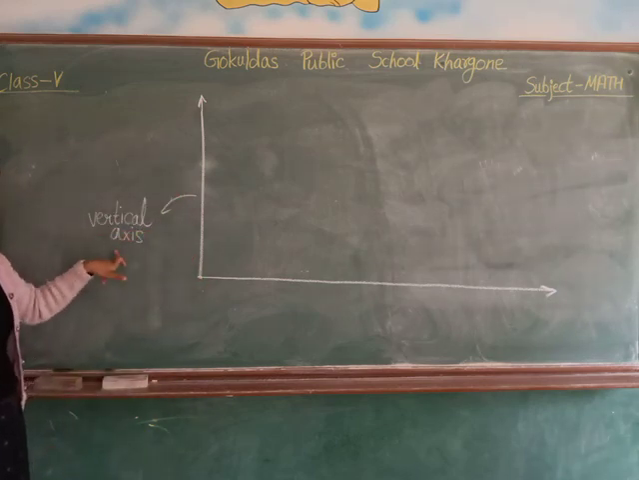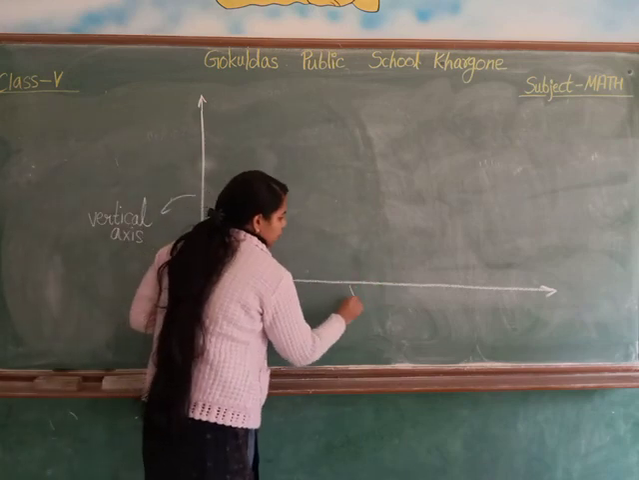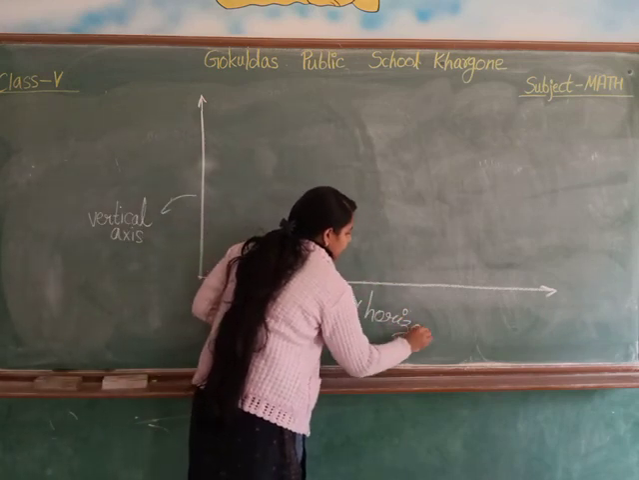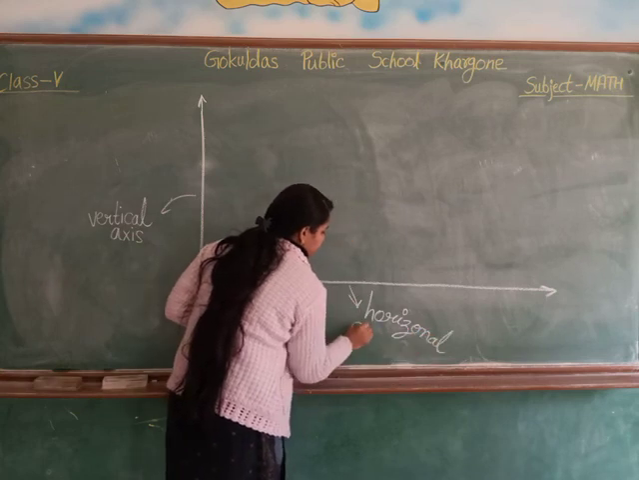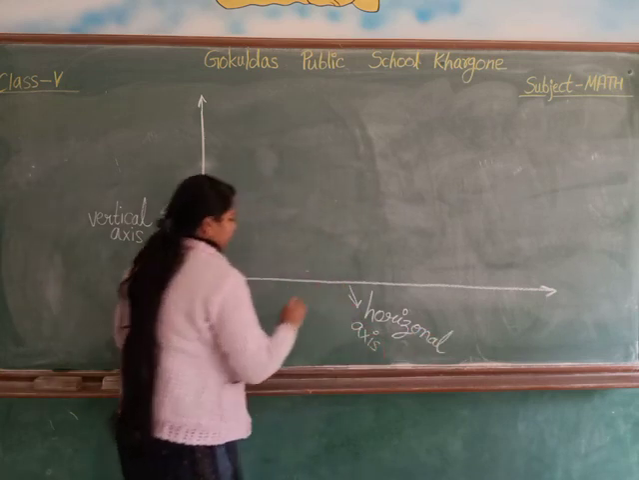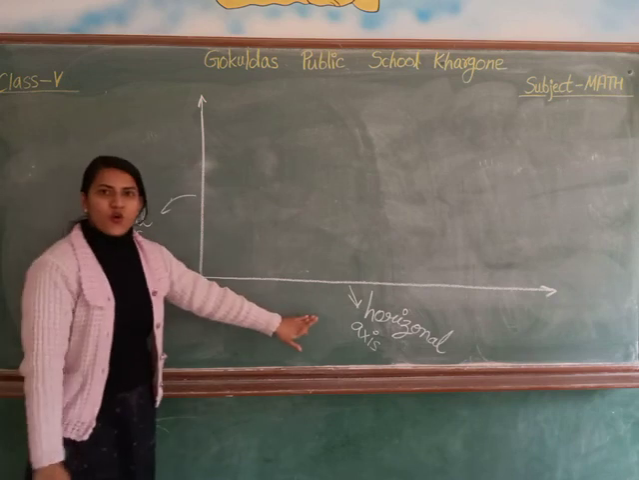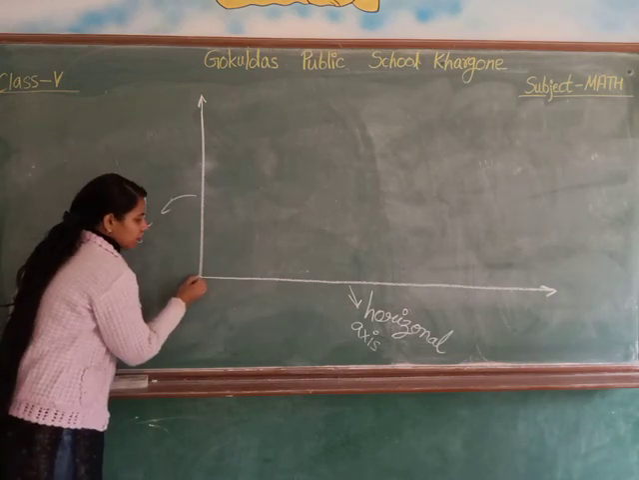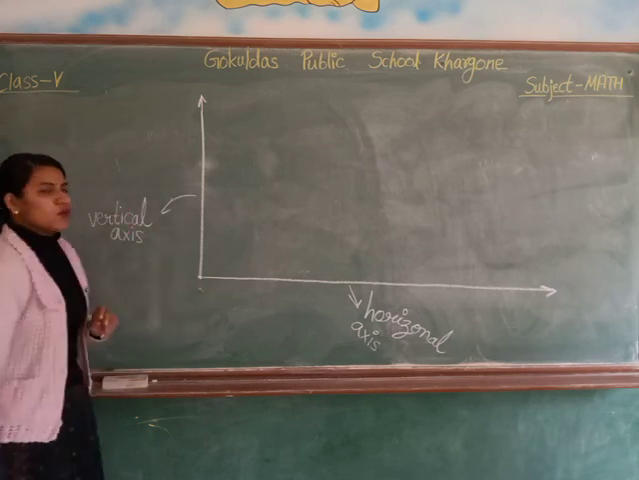This line is known as the vertical axis. This line is known as the horizontal axis. Vertical axis, horizontal axis. Both the lines must meet at a common point.